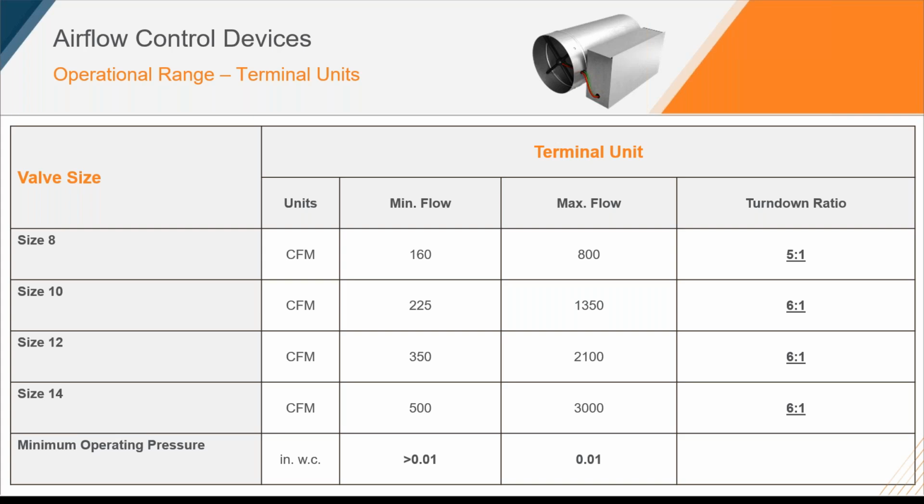Once again, we'll look at that side, we have the turndown ratio. So again, the turndown ratio is just a ratio between your minimum flow and your maximum flow. So as we introduce the other valve technologies, we're going to start to compare these between each other, between the turndown ratio and that minimum operating pressure requirement.